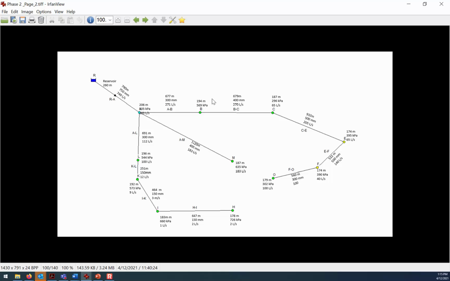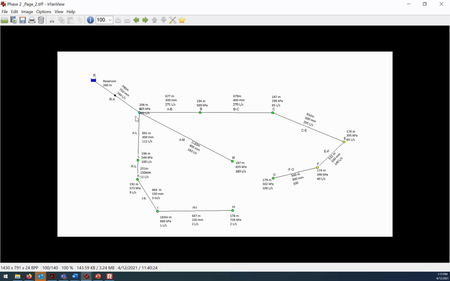So, for instance, see this pipe IH? You could probably make that a little smaller. Isn't the minimum pipe size diameter 100 millimeters? So I think this student could optimize a little bit further, because see how pipe H has a pressure of 726 kilopascals? That pressure is much higher than it needs to be. So you could make pipe HI a little bit smaller.